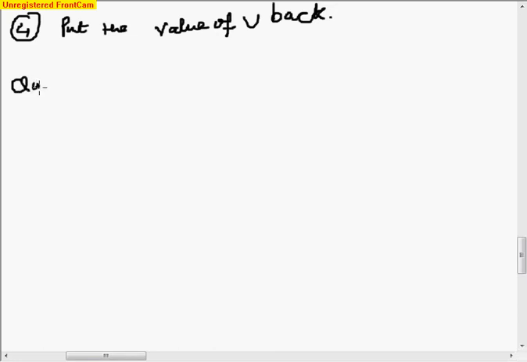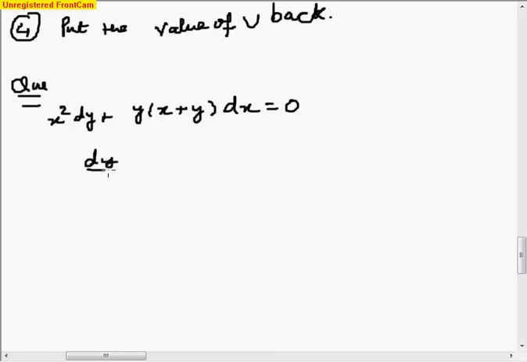This is the problem: x square dy plus y times (x plus y) dx is equal to 0. First of all, I must know whether it is a homogeneous differential equation. This is dy by dx is equal to minus y(x plus y) upon x square. The function in the numerator is a homogeneous function of degree 2. Yes. The function in the denominator is also a homogeneous function of degree 2. So this is a homogeneous differential equation.